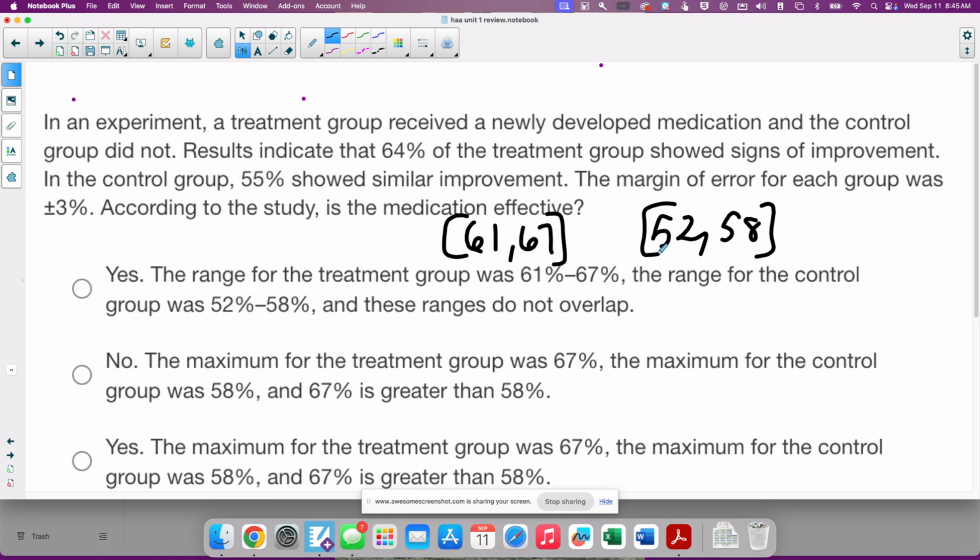But since there's no overlap in their confidence intervals as far as the estimates, that actually proves that the treatment is effective. So that's why that answer is the way it is, and it's specifically because there's no overlap. You cannot do just the maximums and look at them, because it's possible that the maximum here and the maximum here, obviously this one's bigger, but you could still have an overlap between them, even with one maximum being higher than the other. So it has to do with the overall overlap.